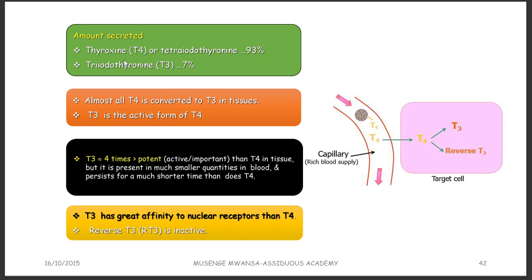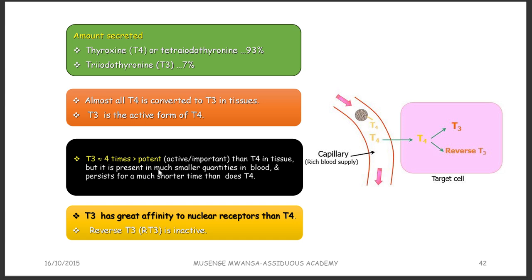So when thyroid hormone is being secreted, the majority of the hormone is secreted as T4, thyroxine, 93%. Only 7% is secreted as T3. But then what happens is that T4 is not active. Almost the entire amount of it is converted to T3 because T3 is the active form. So T3 is 4 times more potent than T4. In other words, it is 4 times more active than T4.